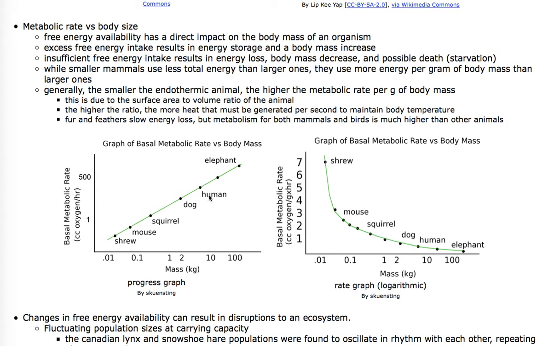So these two graphs are two different ways of looking at the same idea. This graph is just looking at the amount of oxygen consumed per hour versus masses of different animals. This graph is looking at the amount of energy that's being consumed per gram per hour versus the mass of the animals, and the shrew ends up being the winner in that case. We'll talk more about this later.